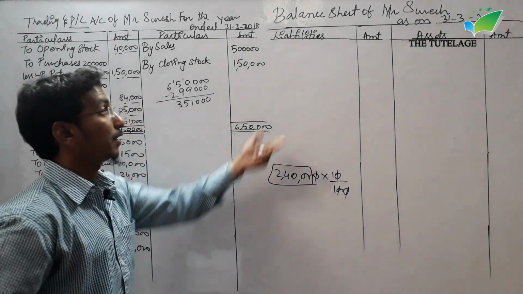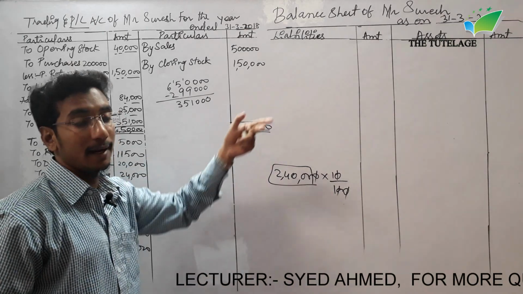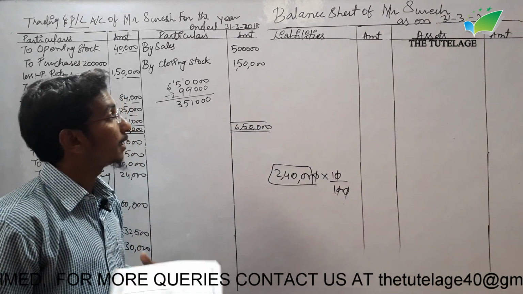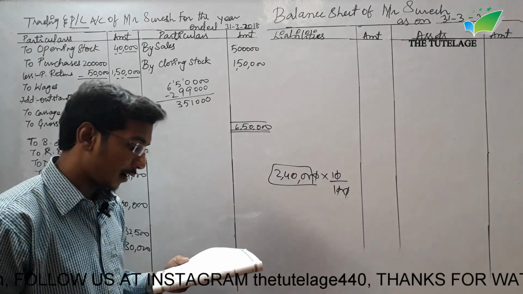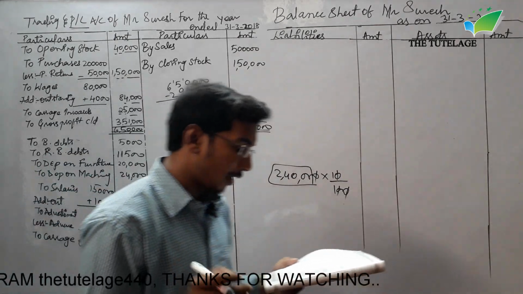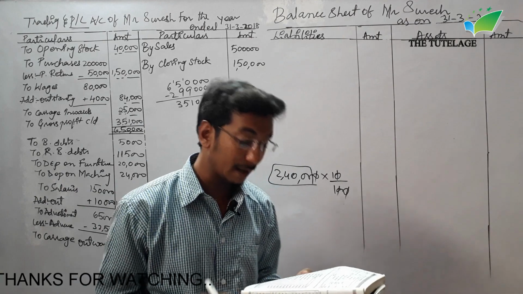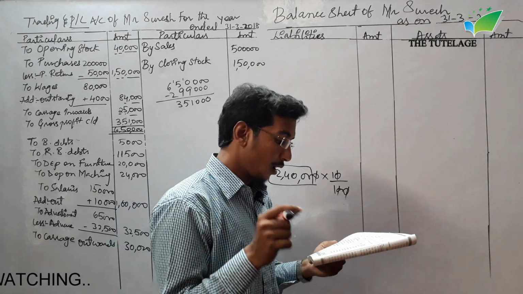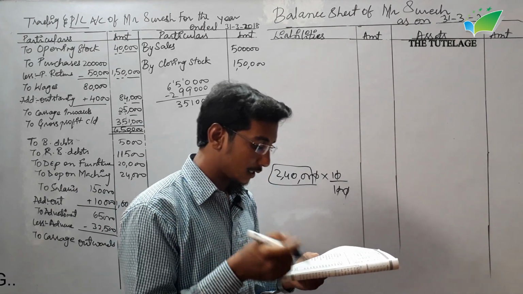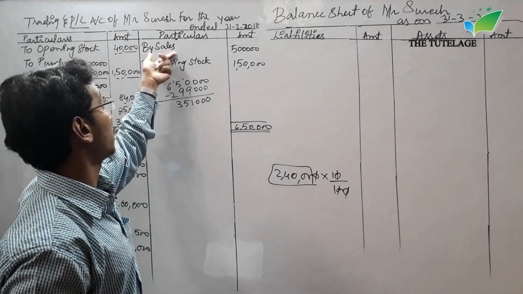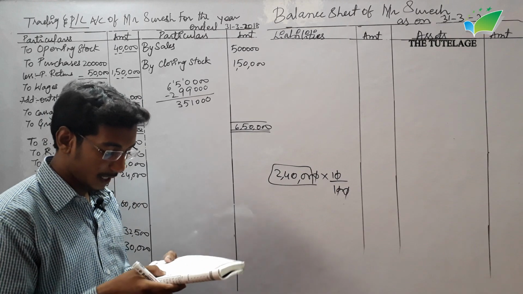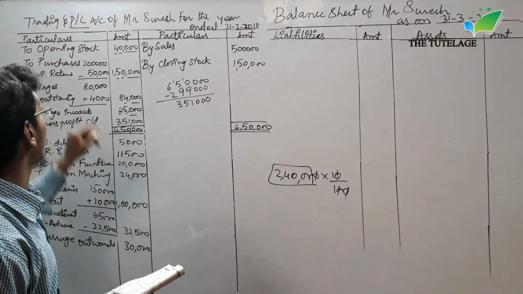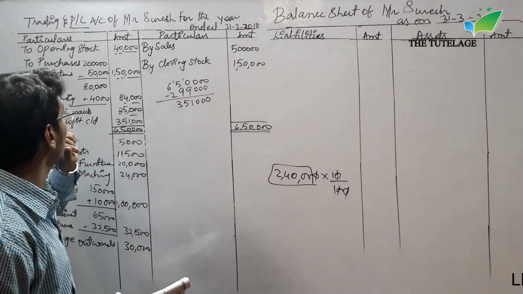And see the credit side of the trial balance. Capital we should record on the balance sheet, liability side. Long term loan we should record on the liability side. Bank overdraft is also a liability. Bill receivable is also a liability. Creditors is also a liability. Loan from banks is also a liability. Sales we have already recorded in the trading account, and don't record twice. Next one is purchase return. Purchase return we have already subtracted from the purchases.